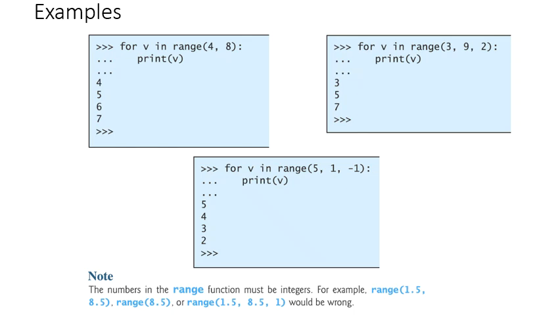For V in range 5, 1, minus 1. So it will decrement because the step value is minus 1. So before 1: 5, 4, 3, 2. These 4 values will be printed.